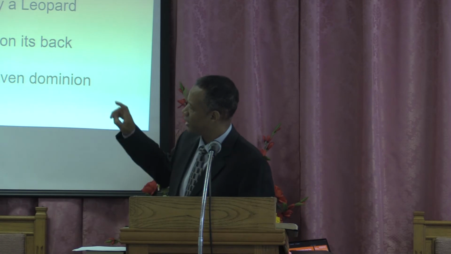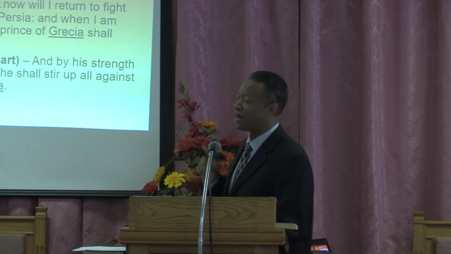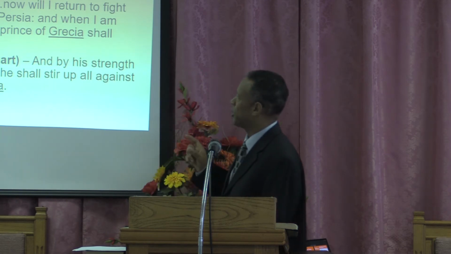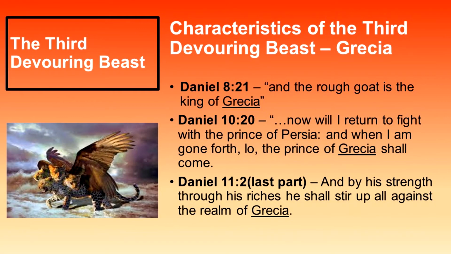A lot of times we call this the kingdom of Greece, but the Bible does not call it the kingdom of Greece. If you look at these scriptures here in Daniel chapter 8 and Daniel chapter 11, the Bible says that this third devouring beast kingdom, in Daniel chapter 8 verse 21, it says, "And the rough goat is the king of what? Grecia." It calls it Grecia instead of Greece. And there's a reason for that. Daniel 10:20, "Now will I return to fight with the prince of Persia, and when I am gone forth, lo, the prince of what? Grecia shall come." And then in Daniel 11:2, "And by his strength, through his riches, he shall stir up all against the realm of who? Grecia." Against the realm of Grecia.